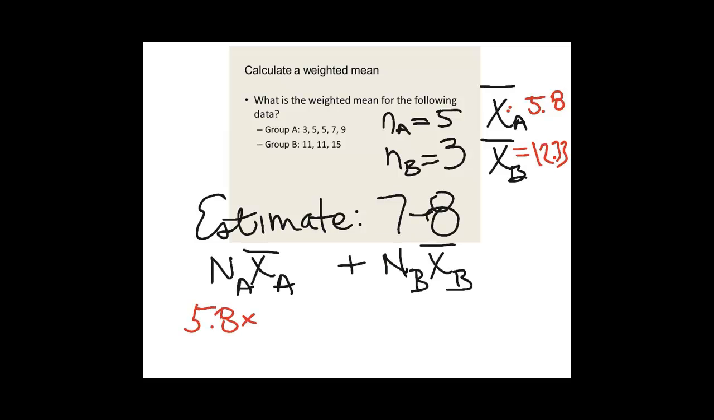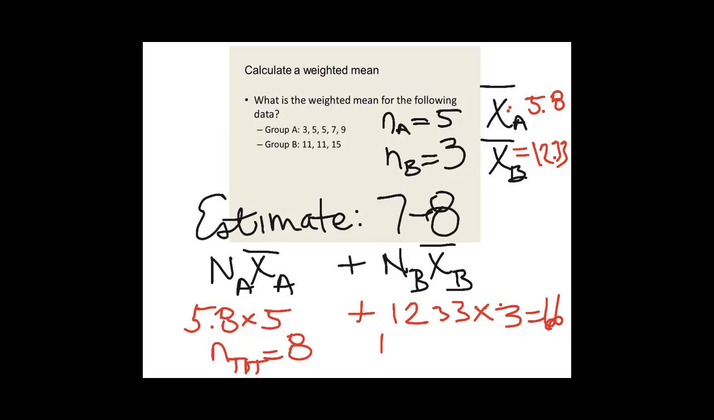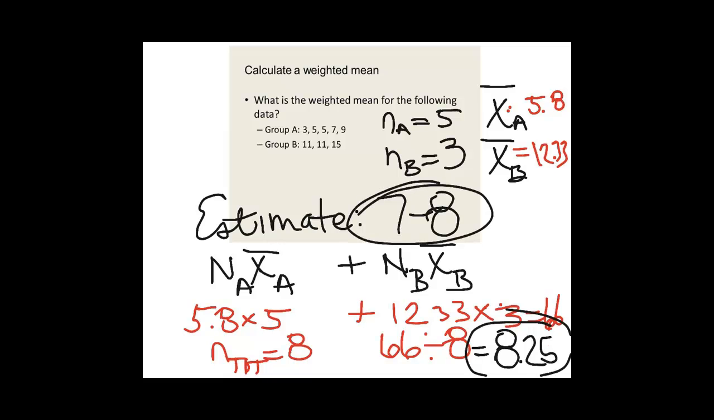The weighted average is calculated by taking 5.8 times 5 and adding 12.3333 times 3. Hit enter and you get 66. Since the N for group A is 5 and the N for group B is 3, the total N, therefore, is 8. So to find the weighted average, take that 66, divide it by 8, and you get 8.25, which matches our prediction.